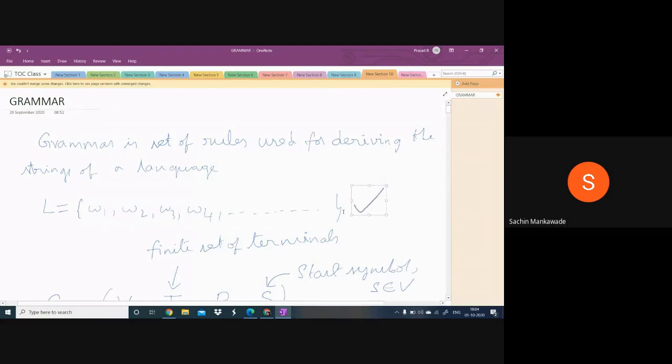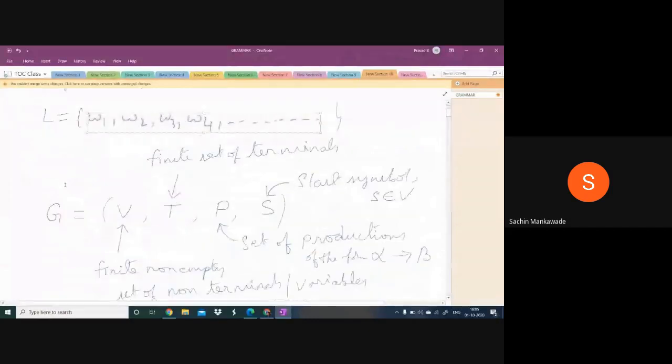So a language will have strings. It may have a finite or infinite number of them. All those strings will be derived or produced based on some rules, and those rules we call grammar. Now, a grammar we generally represent with G. It is a four-tuple. It will have four components.